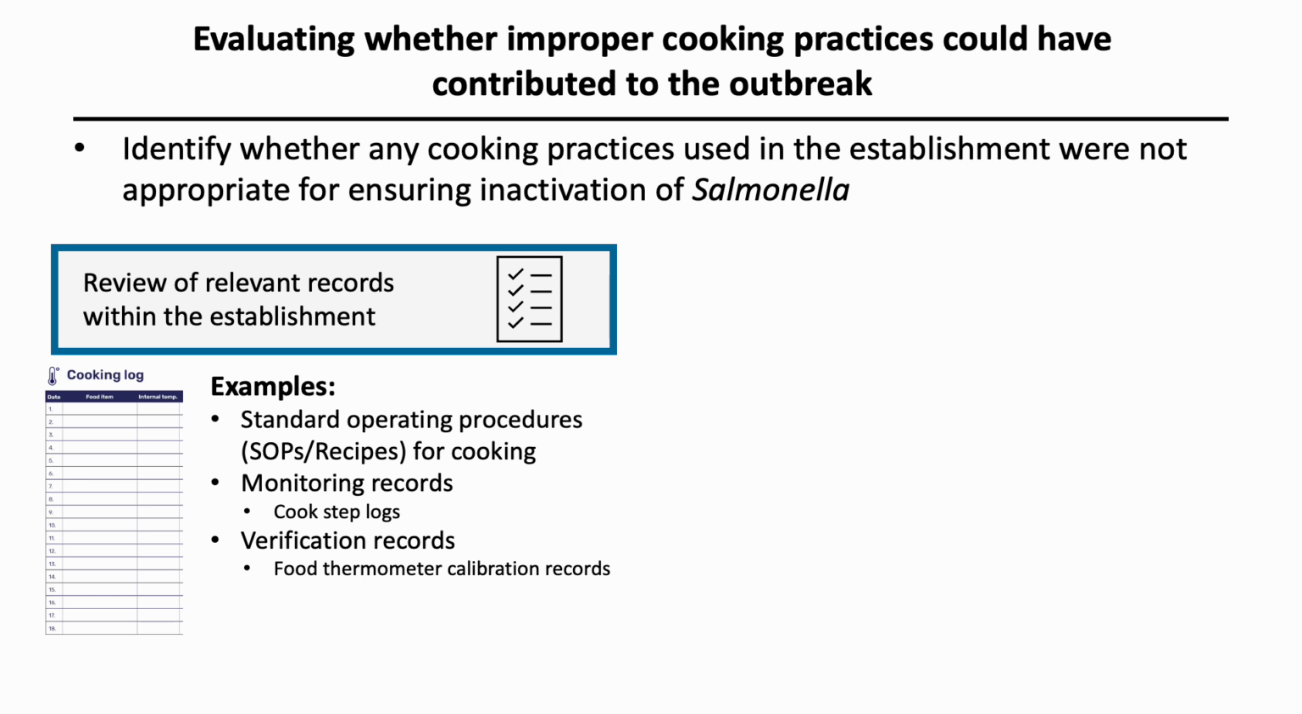In addition, investigators can also review other documents that are relevant. For example, logs that show how often thermometers used to monitor the cook step are calibrated and what calibration records say about the accuracy of the thermometer.